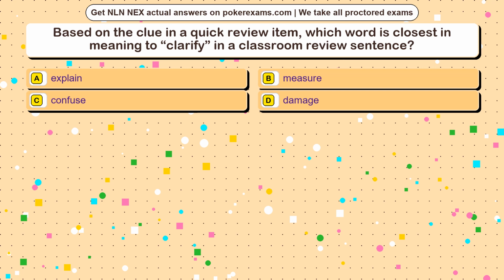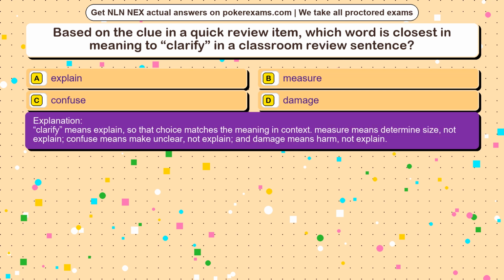The correct answer is option. Clarify means explain, so that choice matches the meaning in context. Measure means determine size, not explain. Confuse means make unclear, not explain. And damage means harm, not explain.